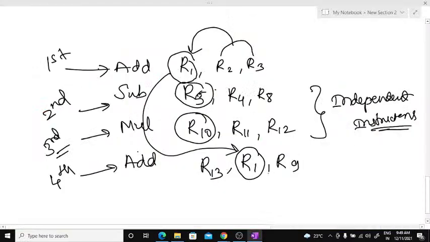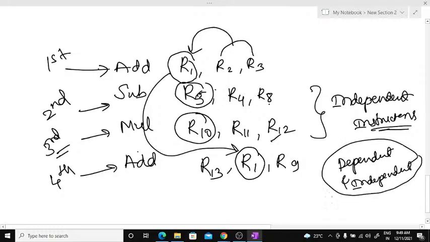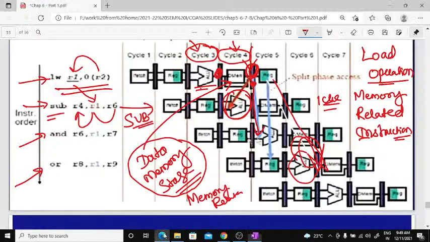Means here the main thing is that the compiler will identify the dependent and independent instructions and it will rearrange them. The compiler will identify the instructions and it rearranges the instructions. Okay, that we will discuss in the next class.